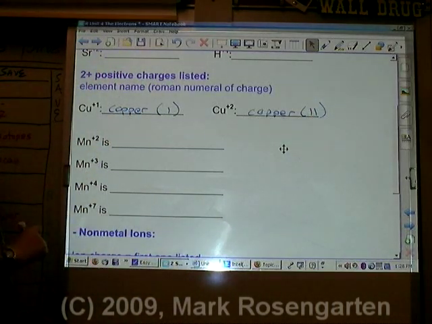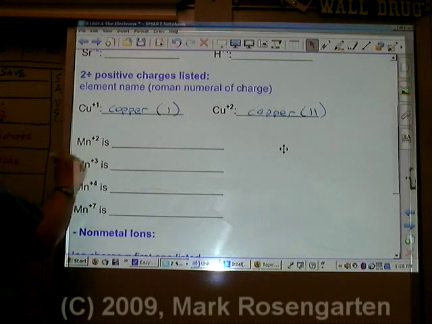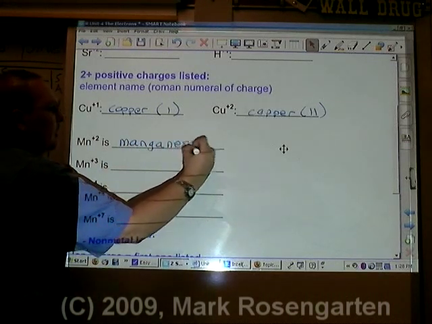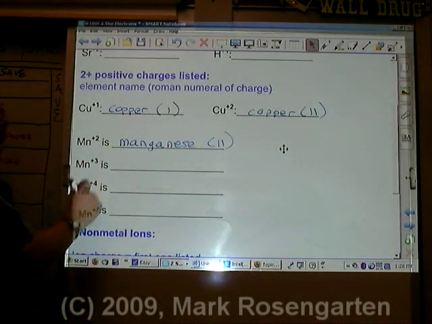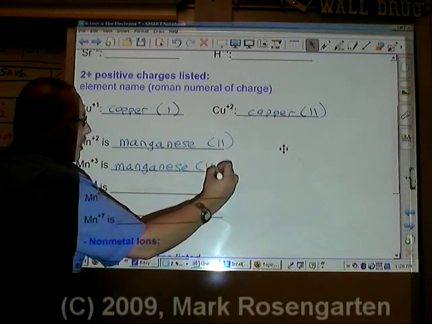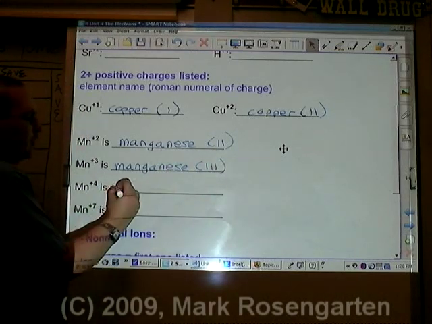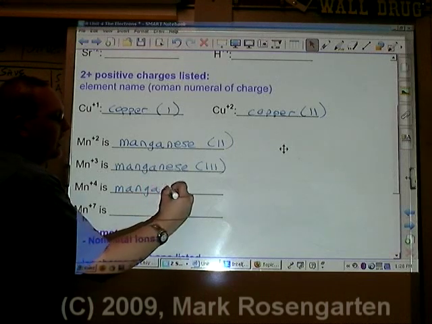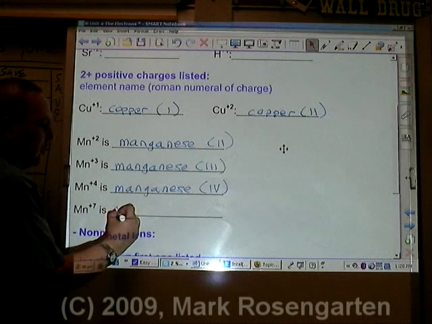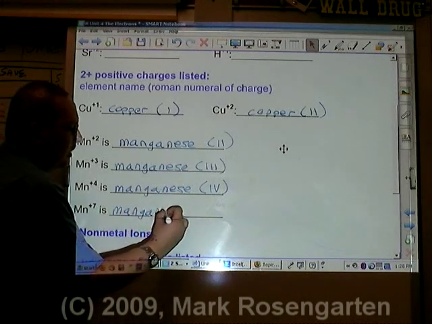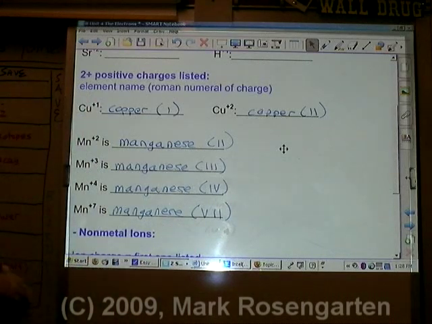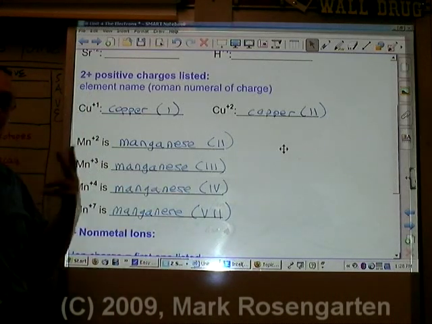Manganese has 4 charges listed on the periodic table. Manganese with a +2 charge is called manganese 2. Manganese with a +3 charge is called manganese 3. Manganese with a +4 charge is called manganese 4. Manganese with a +7 charge is called manganese 7. So the Roman numeral tells you which charge of the ion you're dealing with.